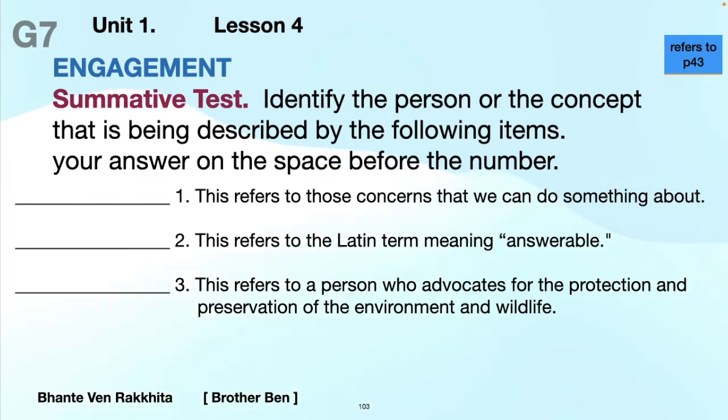Next section, the engagement section, is the summative test. Identify the person or the concept that is being described by the following items, and write your answer on the space before the number. 1. This refers to those concerns that we can do something about. 2. This refers to the Latin term meaning answerable. 3. This refers to a person who advocates for the protection and the preservation of the environment and wildlife.